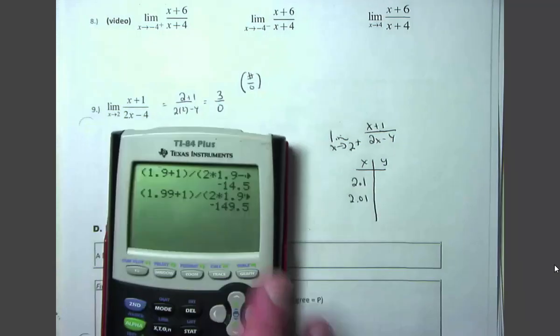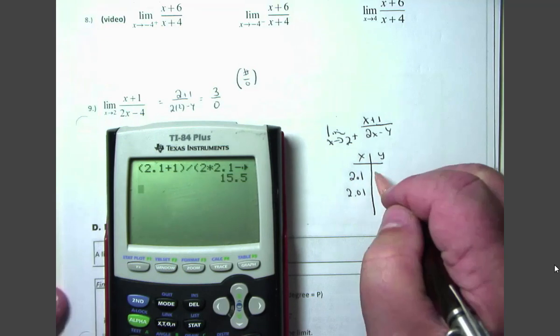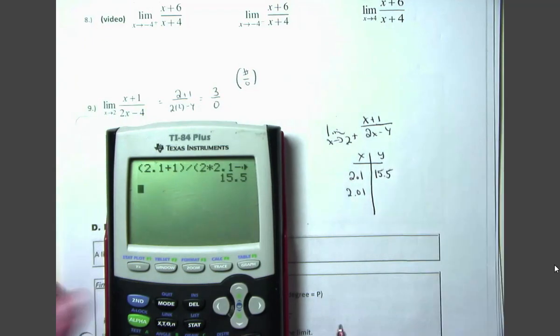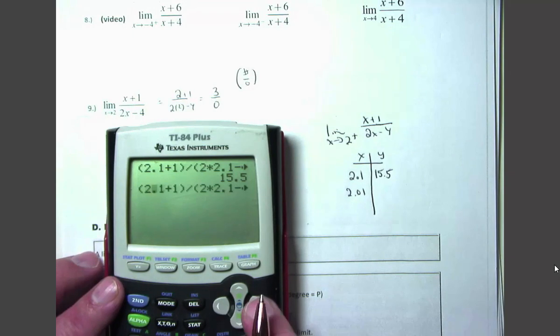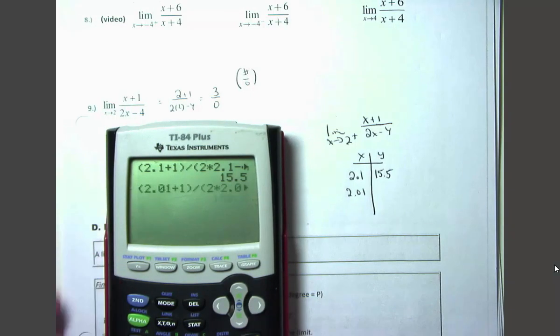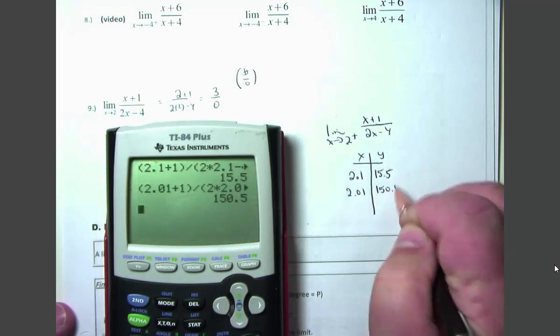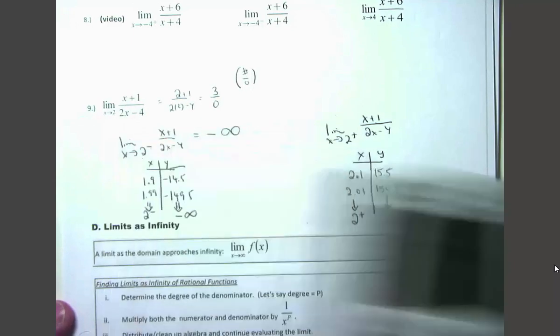So (2.1 plus 1) divided by (2 times 2.1 minus 4), and I get 15.5. And when I plug in 2.01 and get a little bit closer for x there, that gives me (2.01 plus 1) divided by (2 times 2.01 minus 4), and that gives me 150.5. So as this approaches 2 from the plus side, I'm going from 15 to 150.